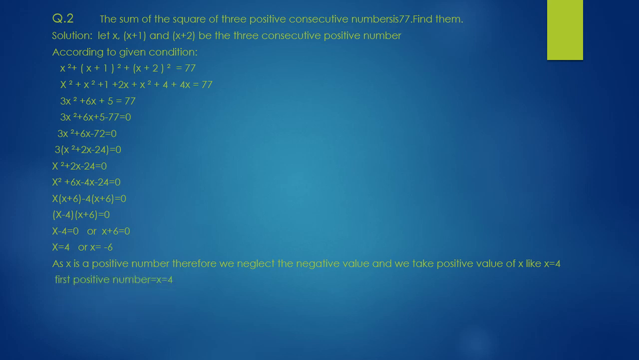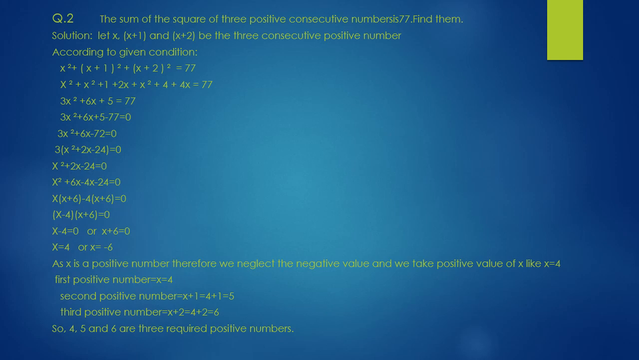First positive number, which is x is equal to 4. Second positive number, which is x plus 1, 4 plus 1 is equal to 5. Third positive consecutive number is x plus 2 is equal to 4 plus 2 is equal to 6. So 4, 5 and 6 are the three required positive numbers.